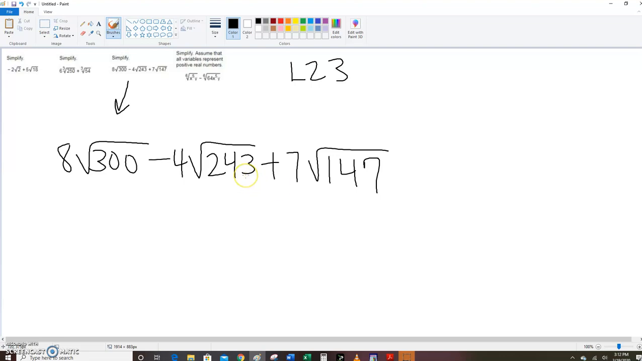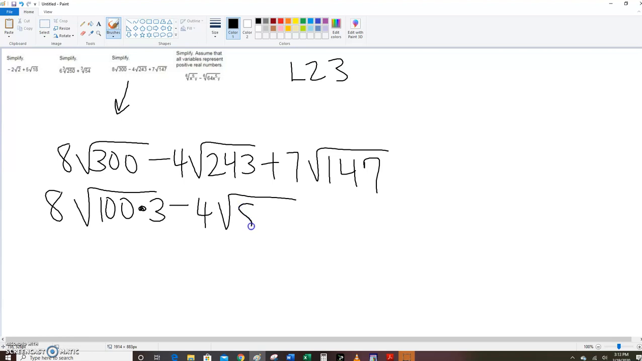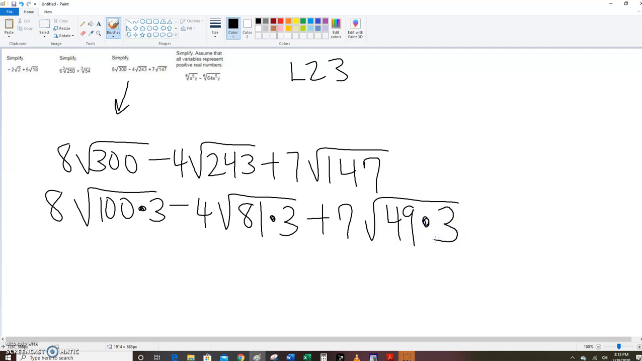With large numbers, it's trial and error trying to figure out the highest possible perfect root. For 300, let's try 100 times 3. For 243, let's try 81 times 3. And for 147, let's try 49 times 3.